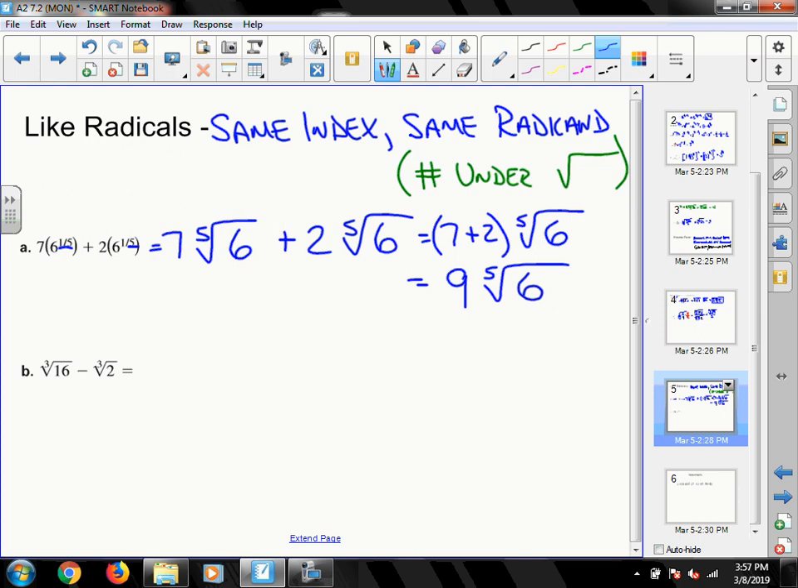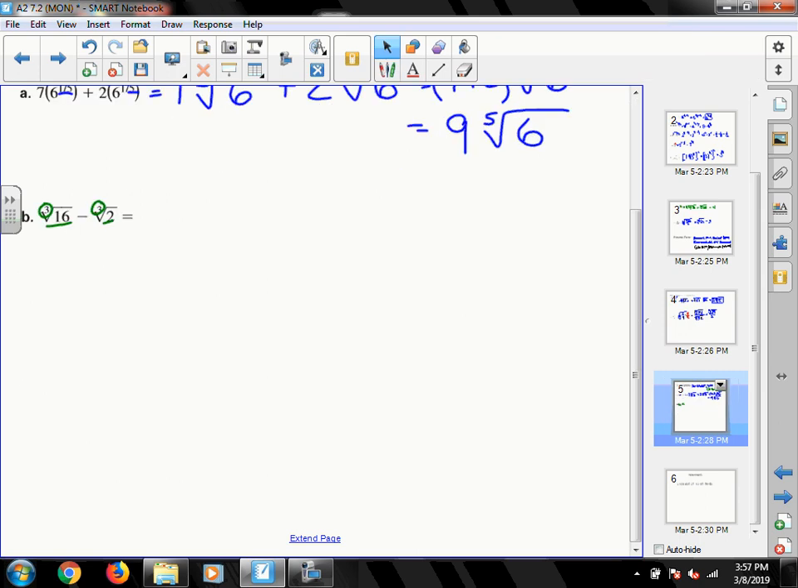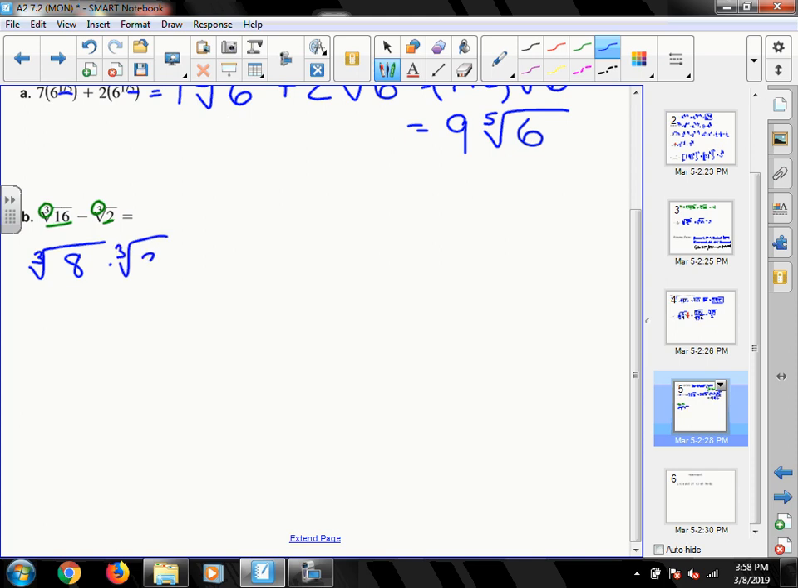And the last one. First thing I got to ask myself, am I taking the same root? Cube root and a cube root, so I'm good. Same radicand? 16 and 2 are not the same number. You guys know that. That's not a secret there. But can I simplify? Are there any perfect cubes in 16? Well, hint, if I'm giving you this problem, you should probably have a cube root of 2 left over, meaning that I can break the cube root of 16 into the cube root of 8 times the cube root of 2.